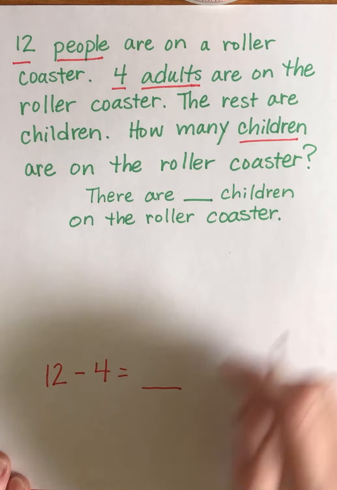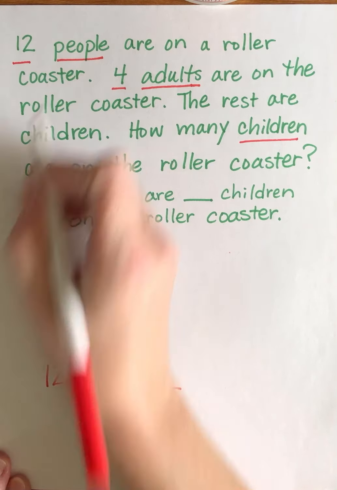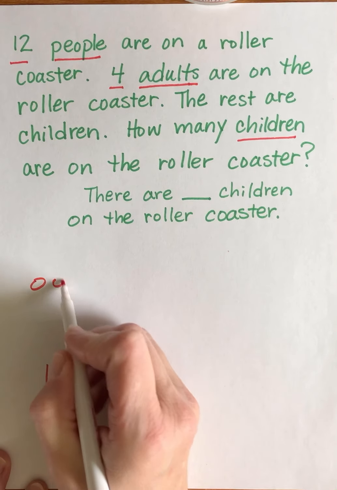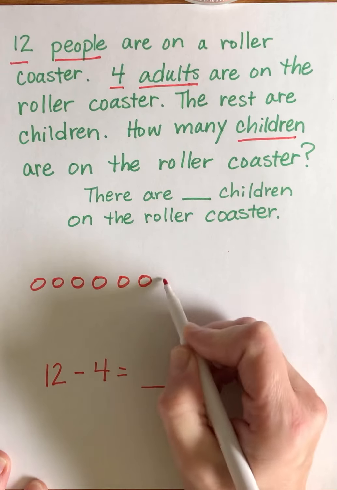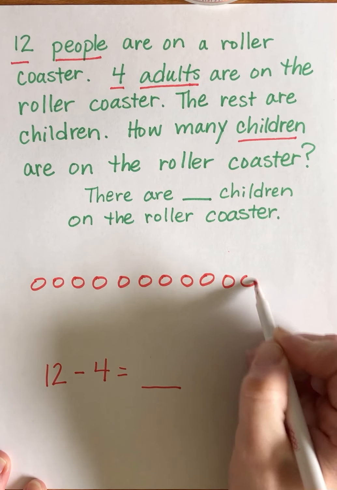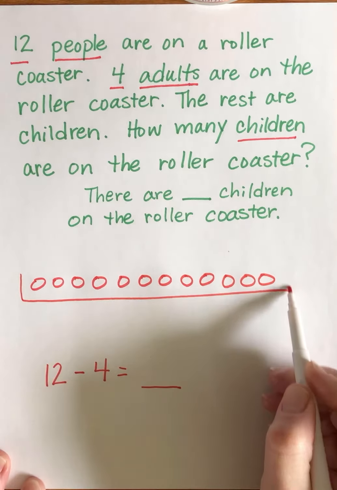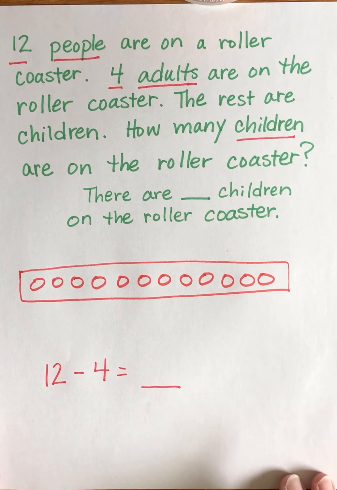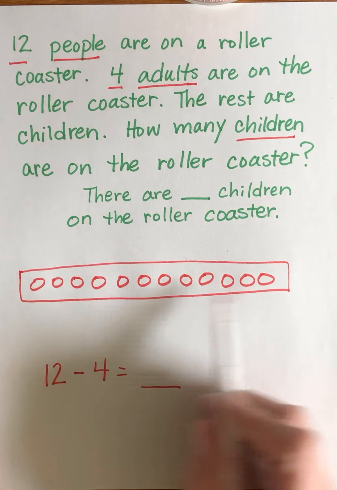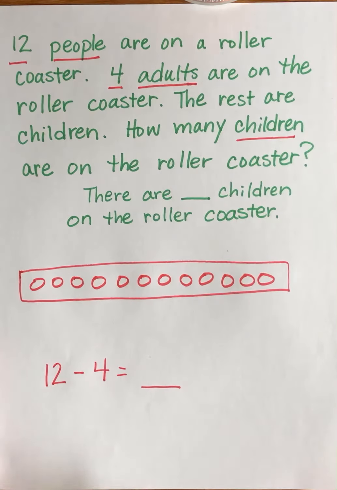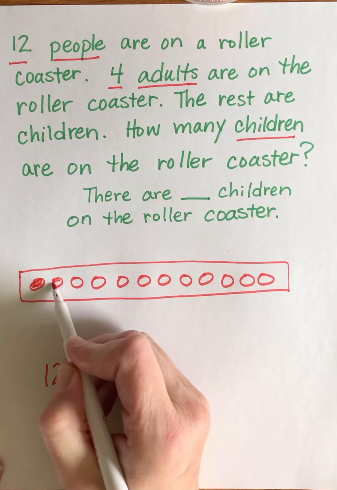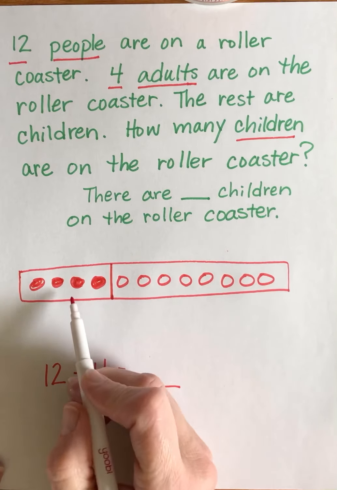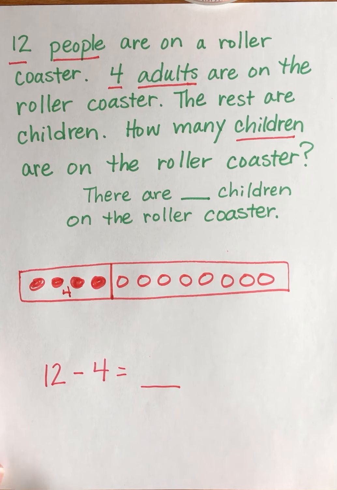Okay, I'm going to go and draw my tape diagram. I know that there's 12 people on a roller coaster, so I'm going to draw 12. 1, 2, 3, 4, 5, 6, 7, 8, 9, 10, 11, 12. And I'm going to put a big long box around it. It kind of looks like a piece of tape. That's why it's called a tape diagram. Okay, so there's my 12 people. 4 of them are adults. So I'm going to color in 4 of my circles, and then I'm going to put a line. This shows the 4 that are the adults.